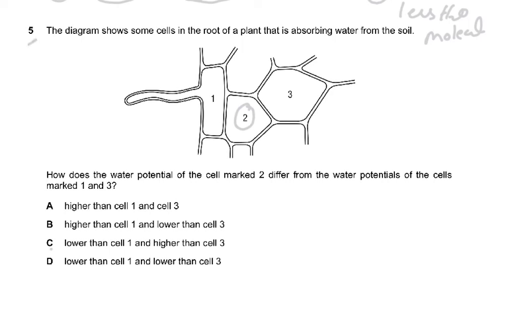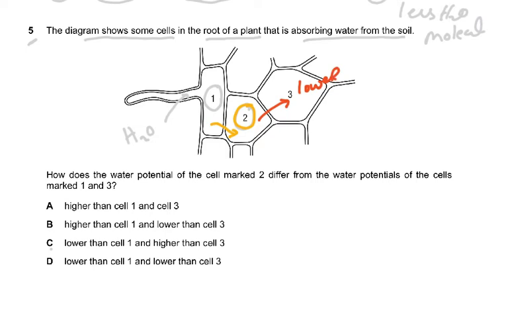Now coming to question number 5. The diagram shows some cells in the root of a plant that is absorbing water from the soil. So the water is here in the soil, and the water enters this root hair cell. So cell 1 will have a higher water potential as compared to cell 2. Why? Because water has entered the root hair cell and then it is going to move into 2. So 1 has a higher water potential than 2. And then the water is going to move from 2 to 3. Why is it going to move to 3? Because this will have a lower water potential.